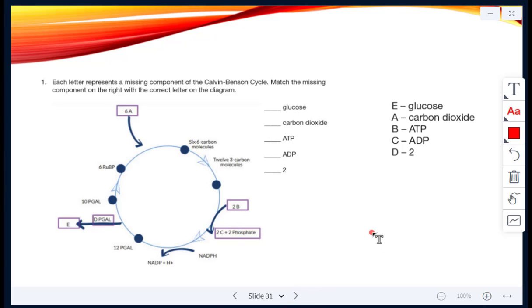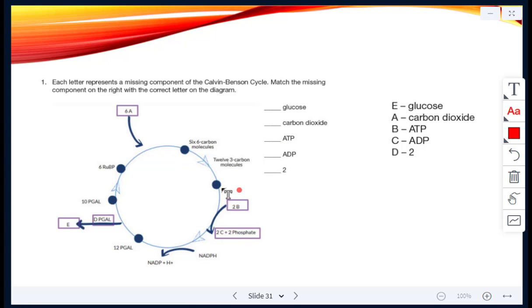All right, and lastly, we'll just do this quick question. We are given this diagram and we have some missing parts that we have to fill in. Each letter represents a missing component. We're going to match the missing component on the right with the correct letter on the diagram. So let's start with glucose first. Where in this diagram is glucose being produced? It is here at E. After the PGAL, some of it is used to produce glucose, and some of that will continue on to form more RuBP. The carbon dioxide is here in A, where it first enters the cycle.